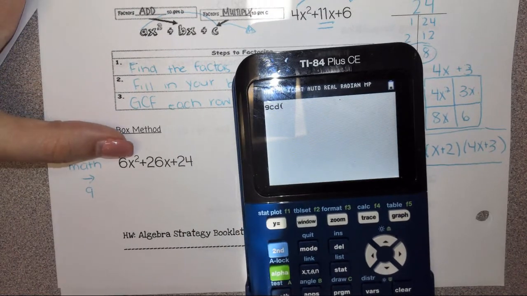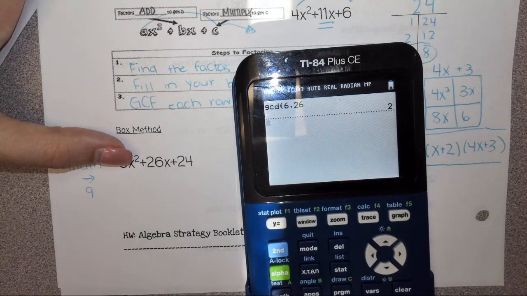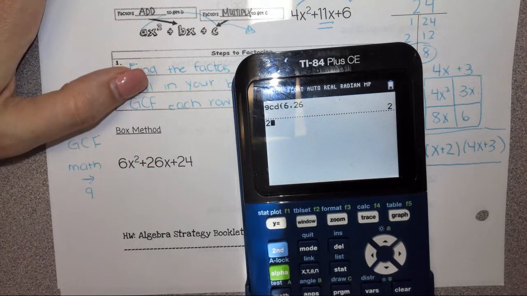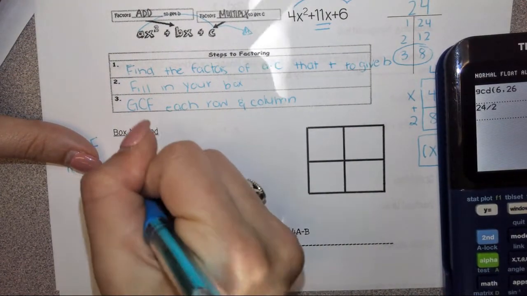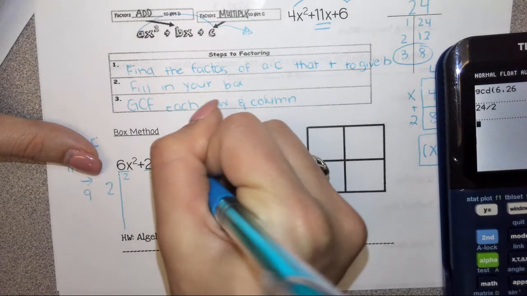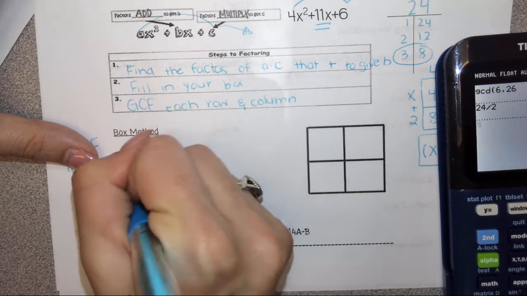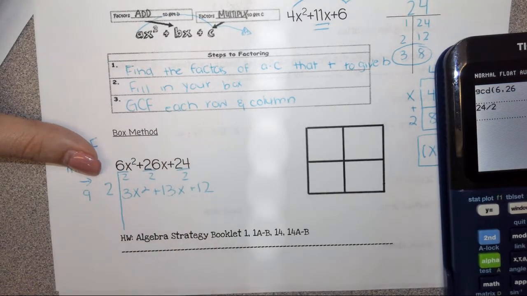So you can only do it of two numbers, so let's do 6, 26. That's saying the GCF is 2. Does 2 also go into 24? It does. So I'm going to take out a 2 at the very beginning. So if I divide each of these by 2, we want to see what's left. 3x squared, 13x, plus 12.